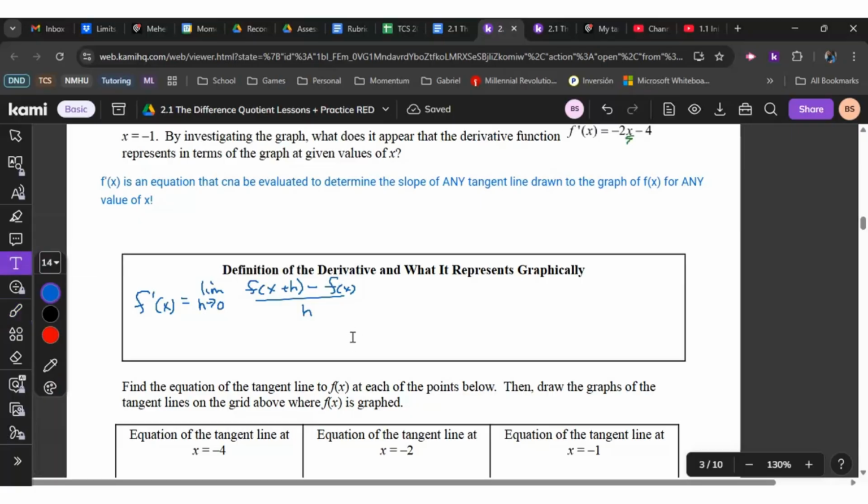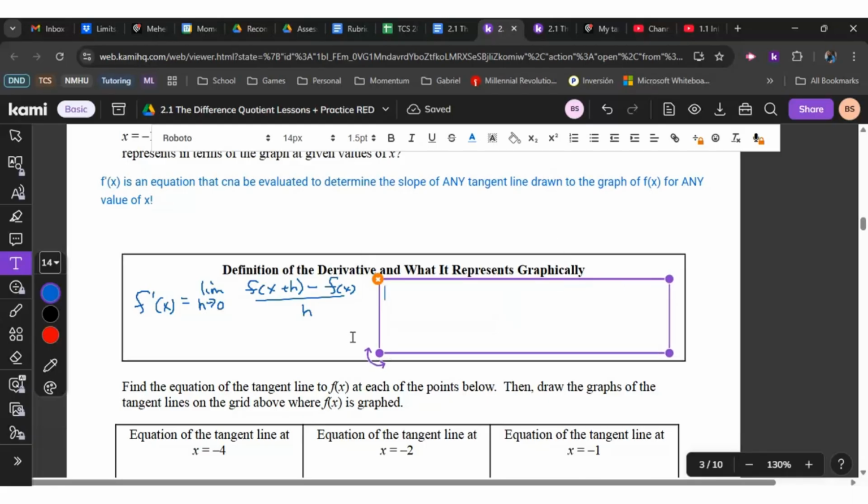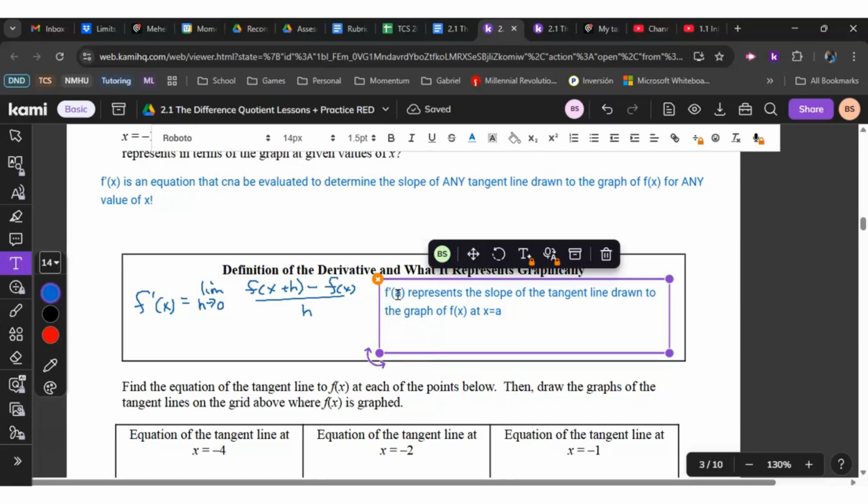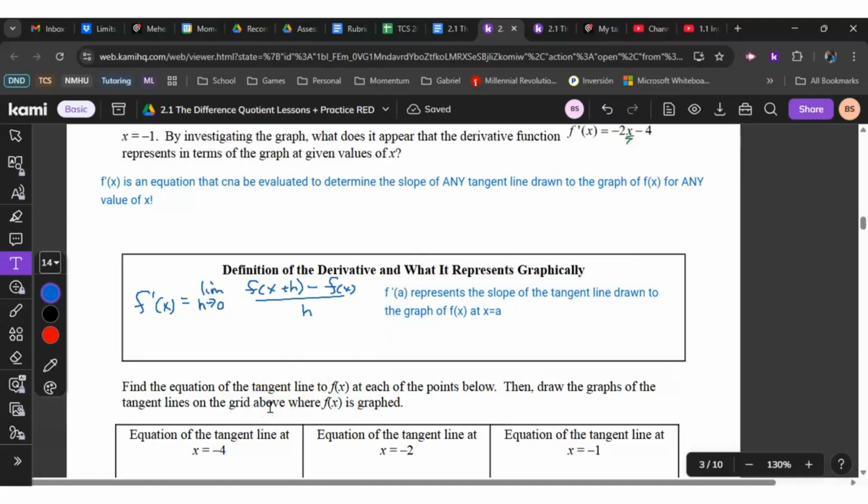So what does it represent then? Well, the tangent line, so let's write that out. f prime of a represents the slope of the tangent line drawn to the graph of f of x at x equals a. This is a little bit hard to see in here, but there is, I'll try and separate it so you can see it better. There you go. There's the prime, right? So f prime of a, the derivative at a, represents the slope of the tangent line to the graph of f of x whenever x is a. A is just a parameter. Last time we used c, right? It just means somewhere in there, some parameter.